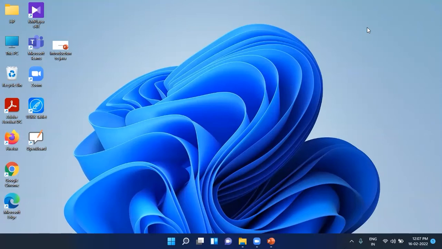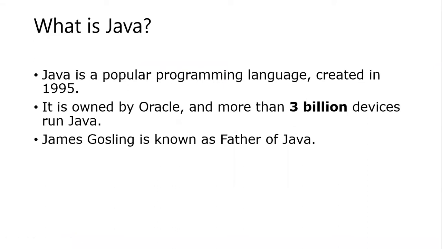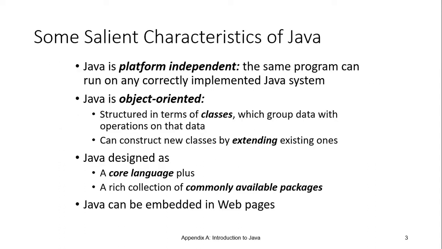Before we move on to the topic, let's discuss some features of Java. Actually, we had already discussed this before. Java is a popular programming language created in 1995 by James Gosling, a Canadian computer scientist who is also known as the father of Java. It is owned by Oracle Corporation, and more than 3 billion devices run Java. These are some of the salient characteristics of Java.